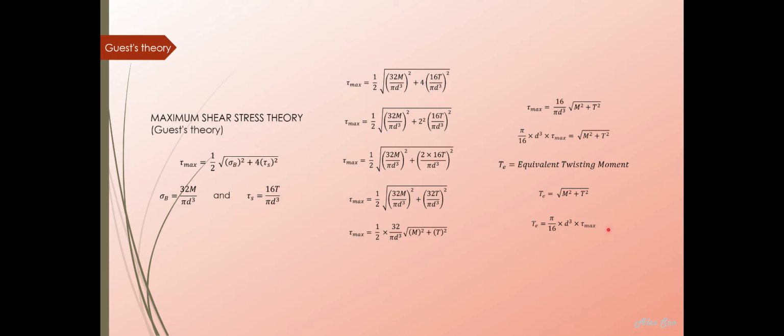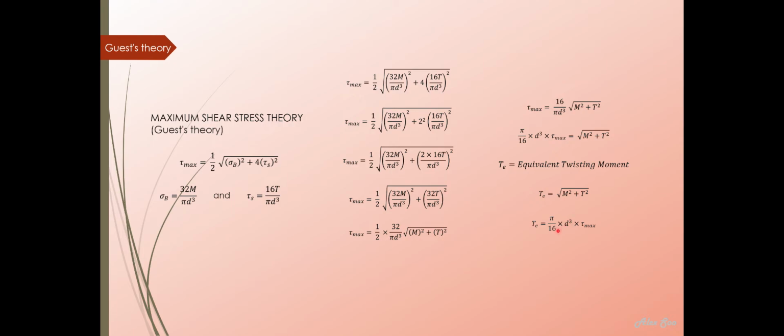So now what you have to do here, the first thing is to find out the maximum bending moment, or the moment at any given section, and also the torque or the twisting moment. Then you will be able to find out the TE. Once you have got the TE, then based on the question, if tau max, the maximum shear stress, is given, we can put it into this equation in order to find the diameter of the shaft.